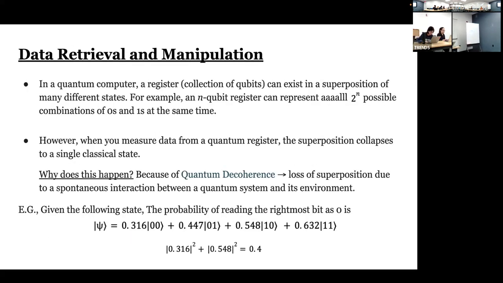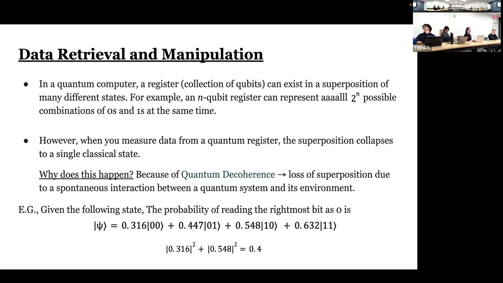Okay, sorry. So data retrieval and manipulation, we already kind of went over this. A register, which is a collection of qubits, can exist in a superposition of many different states. For example, an n-qubit register can represent all 2 to the power of n possible combinations of zeros and ones at the same time. But when you measure data from a quantum register, the superposition collapses to a single classical state. So why does this happen? Because of quantum decoherence, which I already mentioned, which is the loss of superposition due to a spontaneous interaction between a quantum system and its environment.